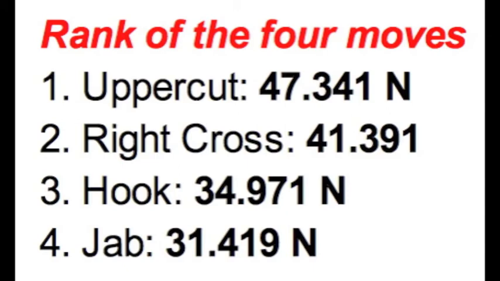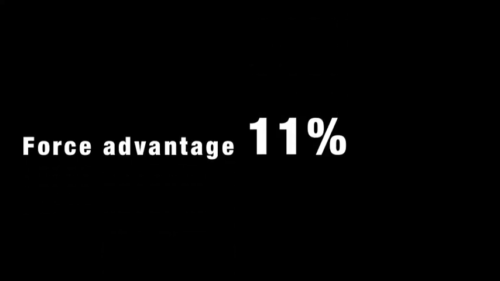This is the final rank of the 4 boxing moves. The predicted winner would be the Guns, because her average force is 40 newtons, while Sergio has an average of 36 newtons. Therefore, the Guns has an 11% force advantage over Sergio.